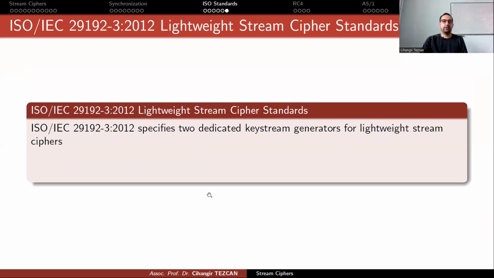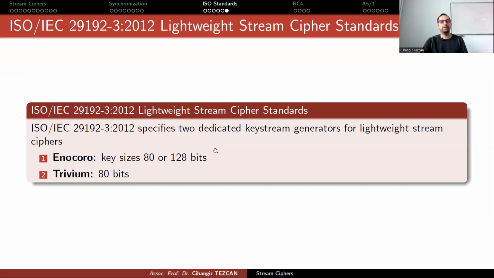As I said, Trivium became a lightweight stream cipher standard in 2012, and this was revised in 2022, I guess. So these 2 algorithms, Enocoro and Trivium, are still lightweight standards. But Trivium uses an 80-bit secret key, and we have already seen that this is not secure. And Enocoro supports 2 key sizes, 80 and 128. Again, this is not enough for today's technology. So Enocoro with these secret key sizes can be used in practice.